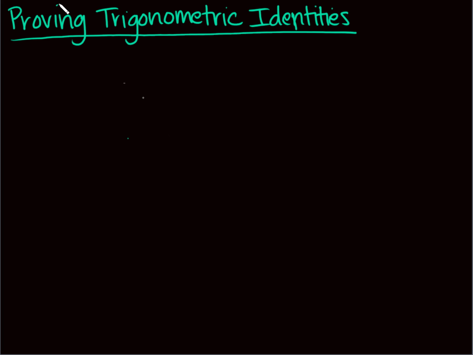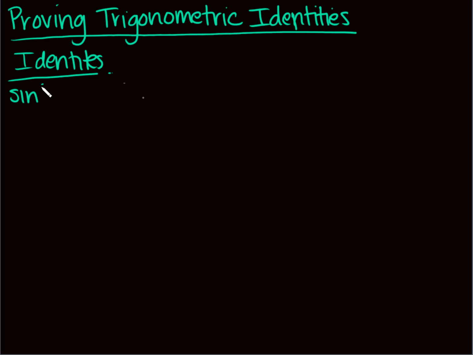So for proving trig identities, we're going to give you some statement that's true. An identity is something that's true. Here are the identities that we know so far that we are going to be using. Sorry, I don't know what's going on with my pen. So let's write these all down really quick.